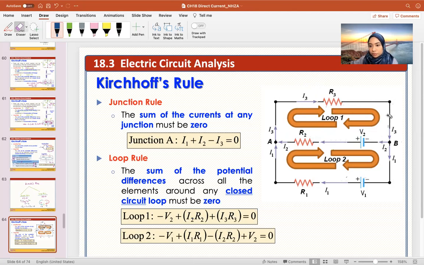So loop number 2 is the downward loop. The loop down here. Okay, so let's start from here. So this is my loop. I see the positive V2 first. So the positive V2 first.